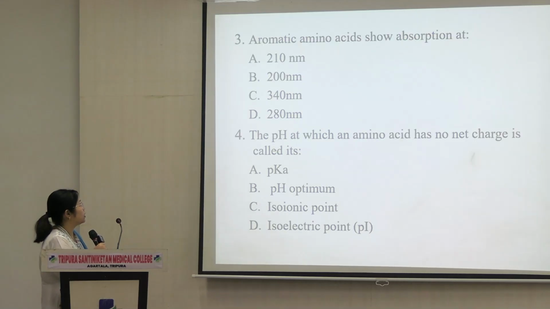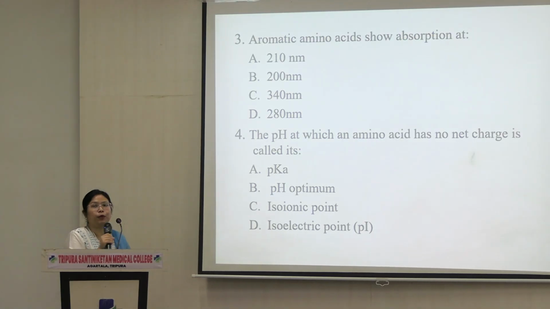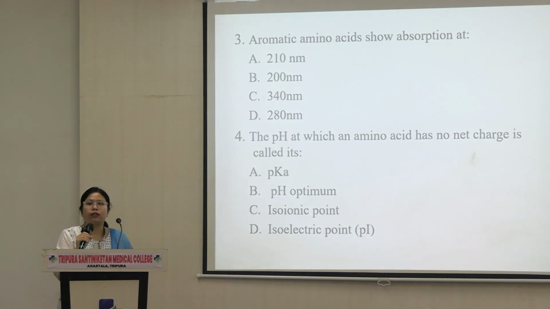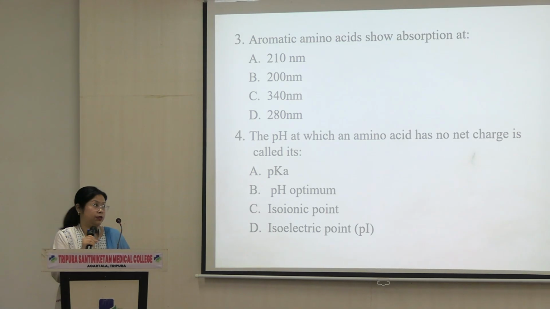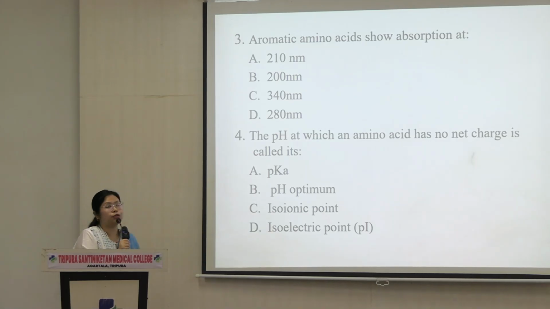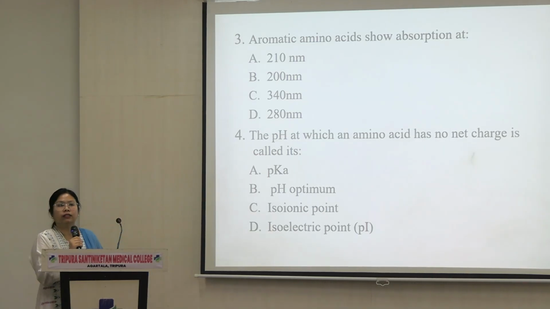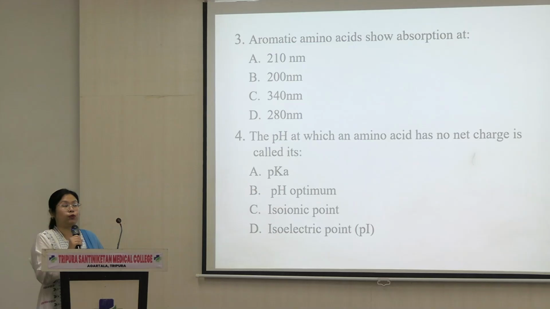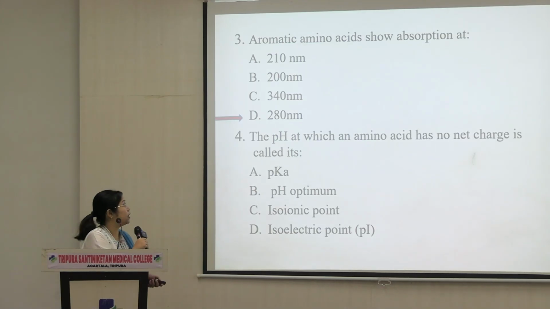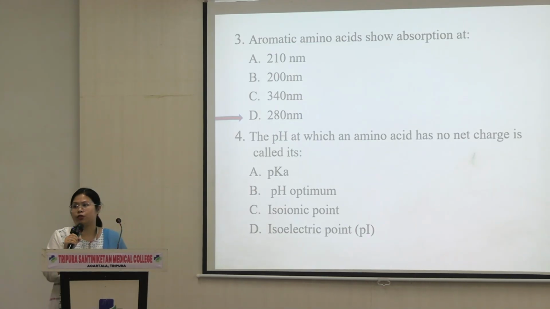Good. Next, aromatic amino acids. By the way, which are aromatic amino acids? नाम बता दो एक. Tyrosine. Okay, good. So it shows absorption at which wavelength? 280. Okay, good. Next, the pH at which an amino acid has no net charge.